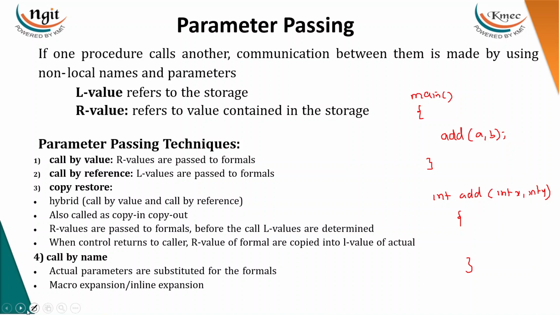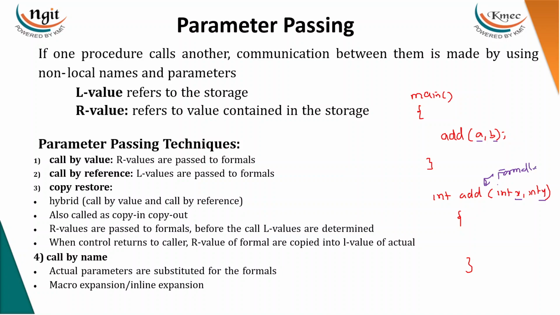See here, the main is calling another function called add, with two different parameters. So these are called parameters, and x and y are also called parameters. The parameters we use in defining a function are called formal parameters. They are formally used, right?